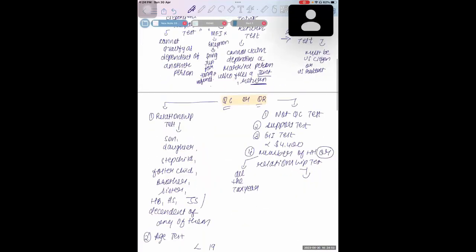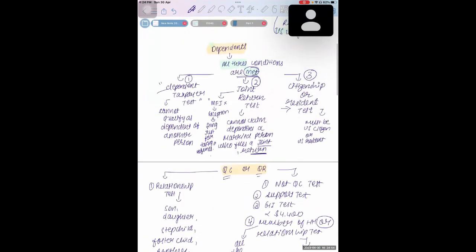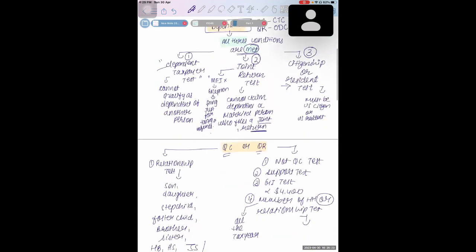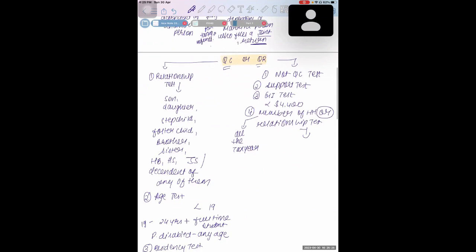So next, we need to decide whether this dependent is a qualifying child or a qualifying relative, because the credit will depend on this. If it's a qualifying child, you can easily take child tax credit, but if it's a qualifying relative, not a child, then you can take the other dependent credit. We will understand the limits and amounts of the credit in the credits chapter. Let's first understand what is qualifying child.